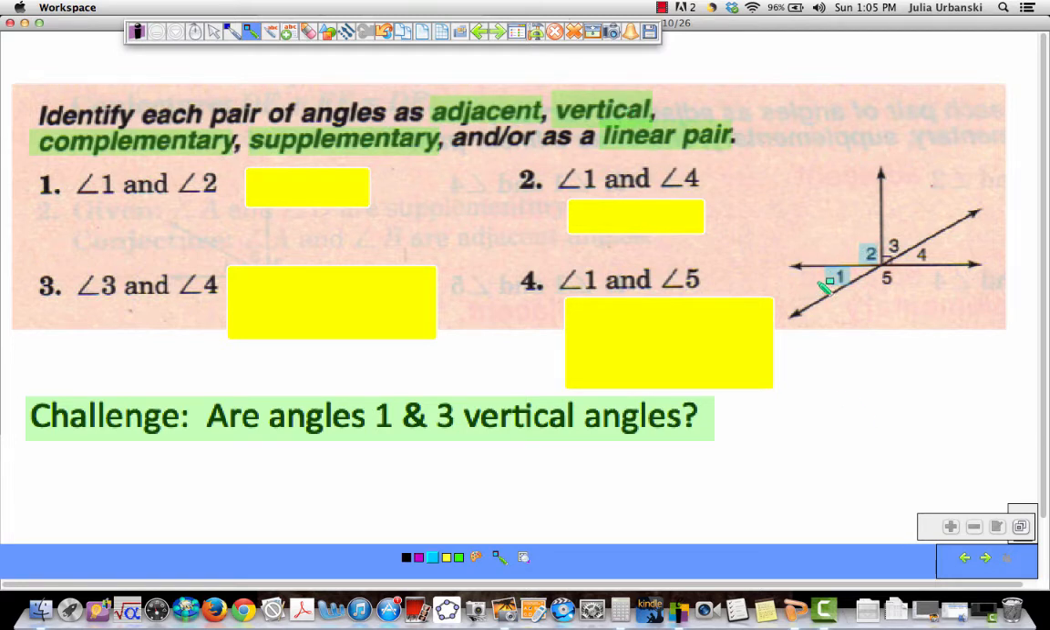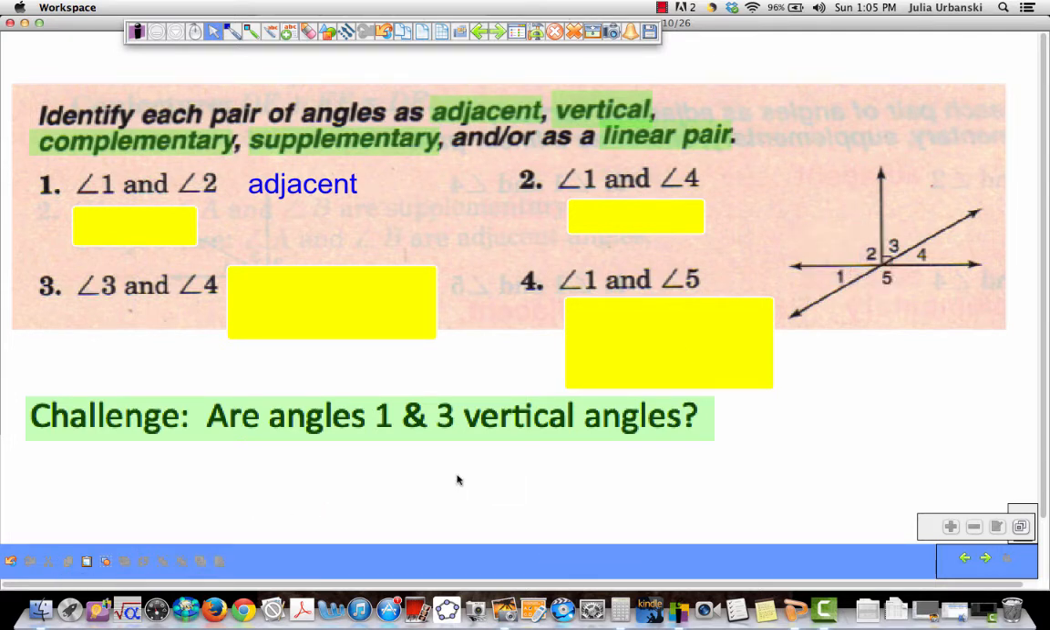They're side by side. They're not complementary because although angle 2 looks to be 90 degrees, that's only one angle. Complementary requires two angles. So all you can say about this one, or number 1, is that they are adjacent angles. They're side by side. Pause anytime you need to if I'm going too fast.